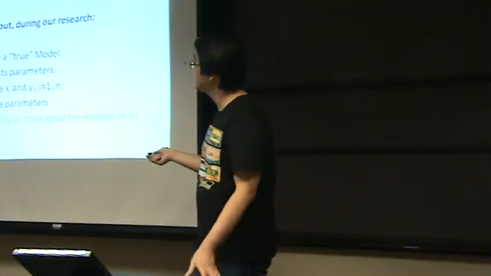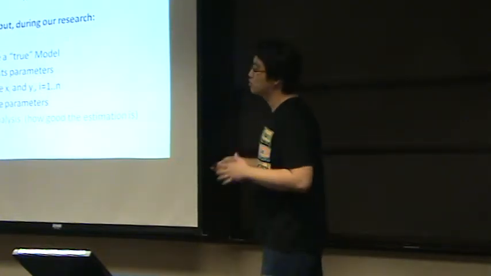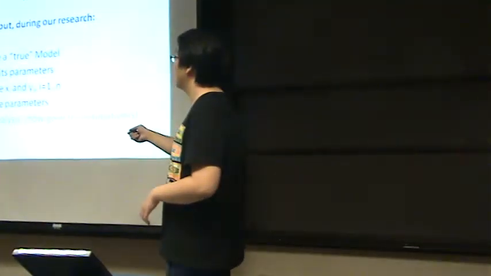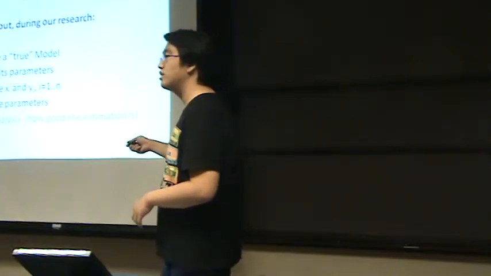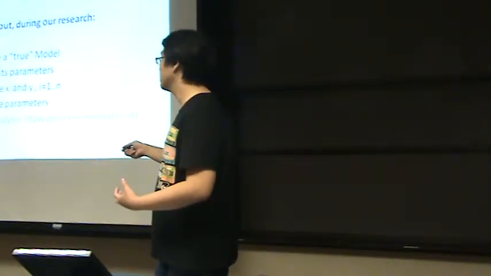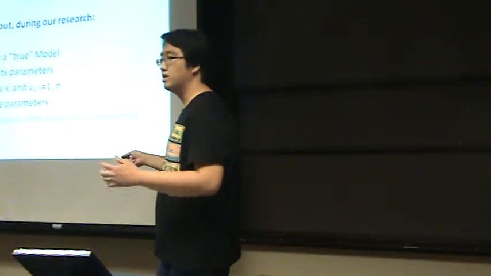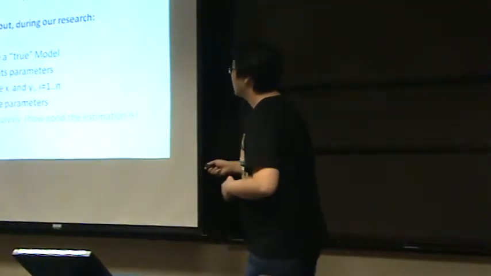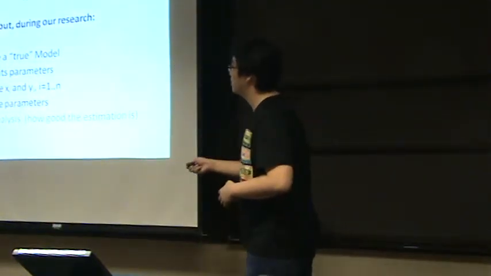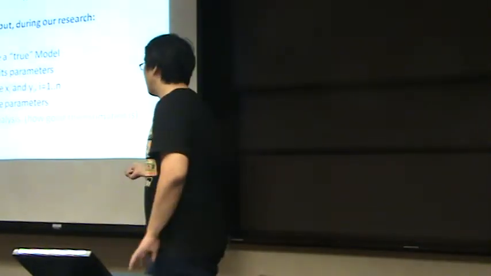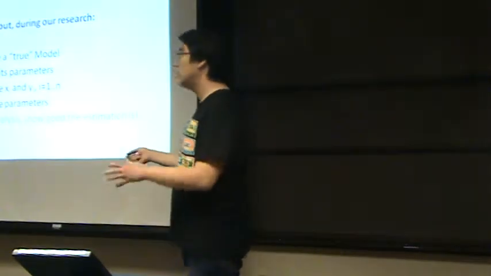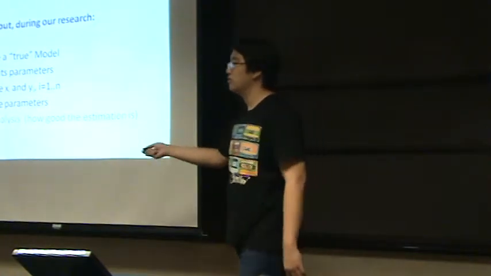So simply put, during our research, we propose a true model due to our own understanding in this area, and we specify its parameters, and then we measure x and y in our experiment, and then we use this data to estimate my parameters. And we also need to report error analysis, which means how good this parameter estimation is. But because of the time issue, I won't go through that, but I want you to know that it's also important. Okay. So the next step is least square method.